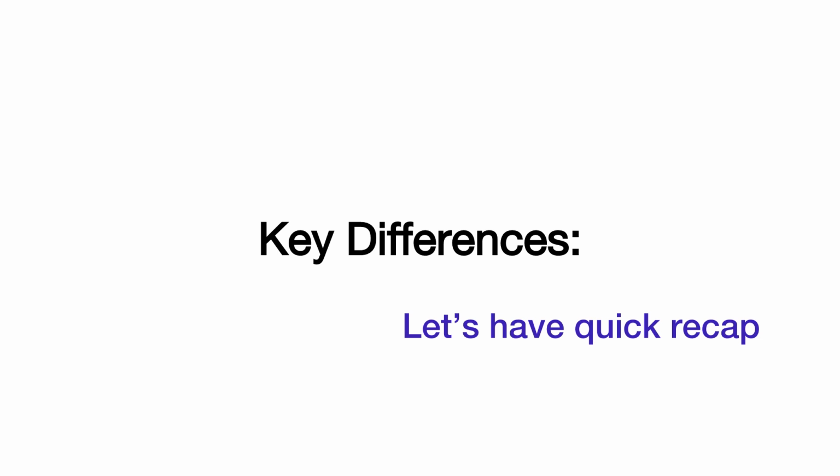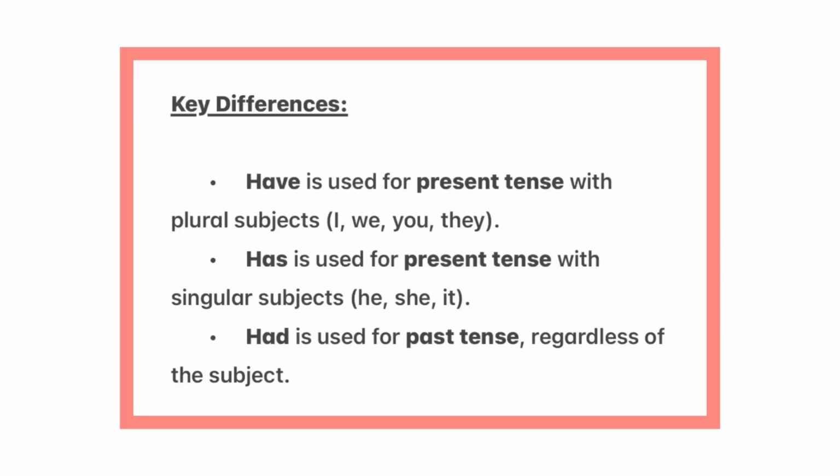Key differences. Have is used for present tense with plural subjects, I, we, you, they. Has is used for present tense with singular subjects, he, she, it. Had is used for past tense, regardless of the subject.